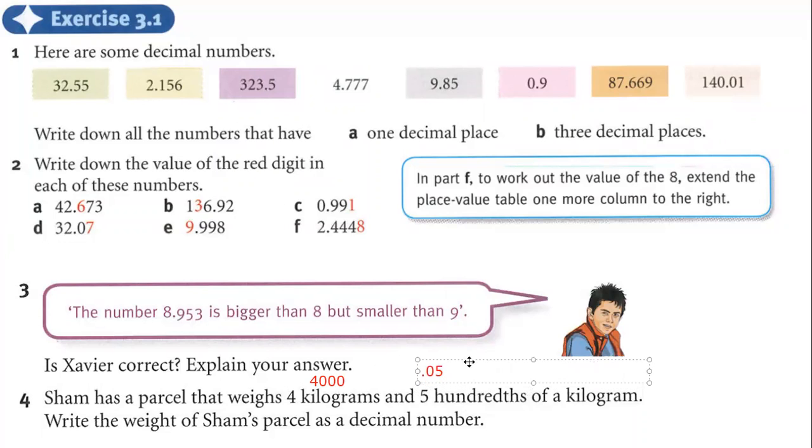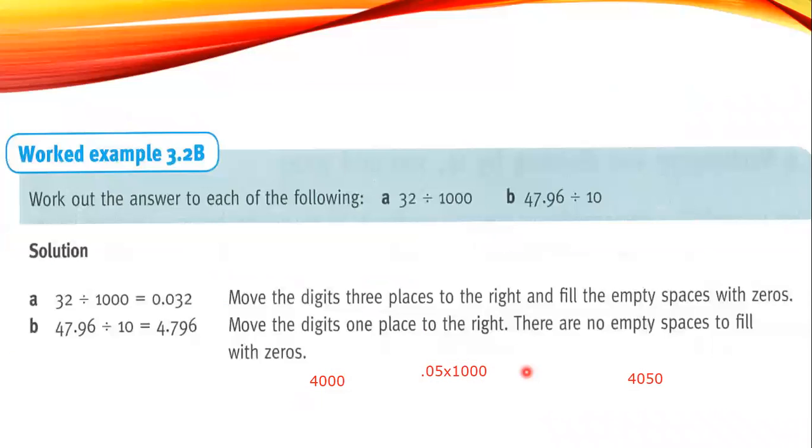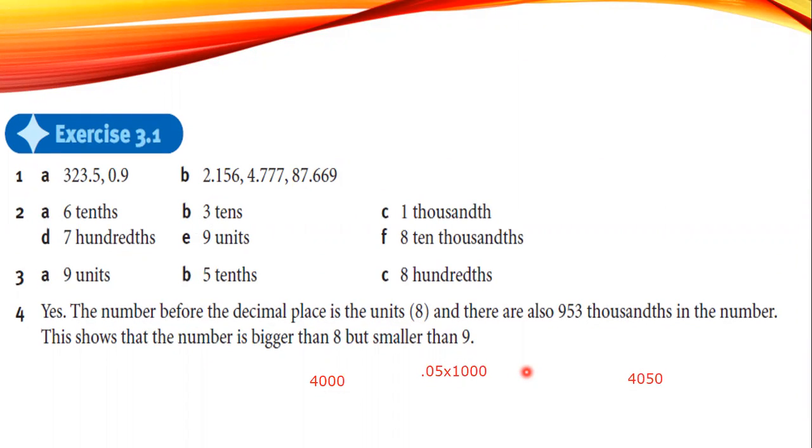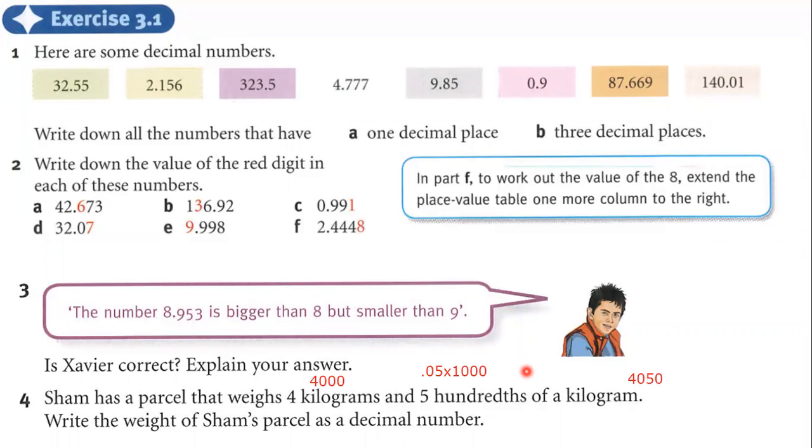Okay, hundredth, 500th of a kilogram. Kilogram means multiply by 1,000. I think its answer should be 4,050. I'm not sure, let me check. No, they never mention anything here. Sham has a parcel whose weight is 4,000 kilogram. Okay, and then he said and the 500th of a kilogram.